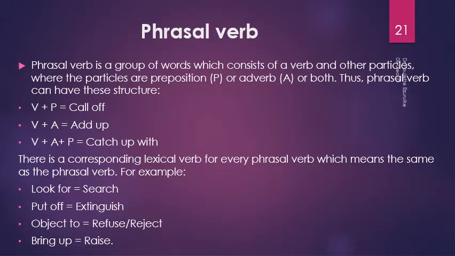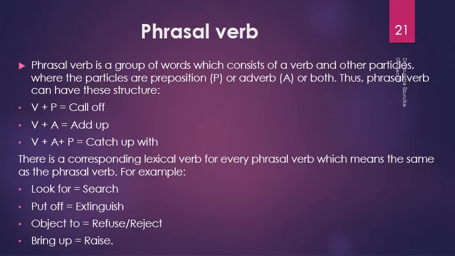Finally, we have the phrasal verb and idioms. A phrasal verb is a group of words which consists of a verb and other particles. And these particles are either prepositions or adverbs, or both preposition and adverb. So we can see the structure of a phrasal verb.